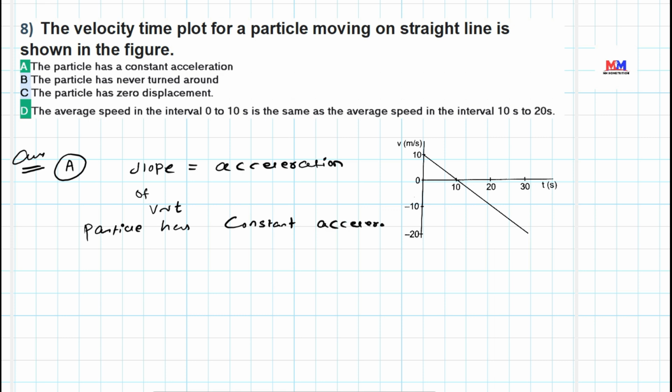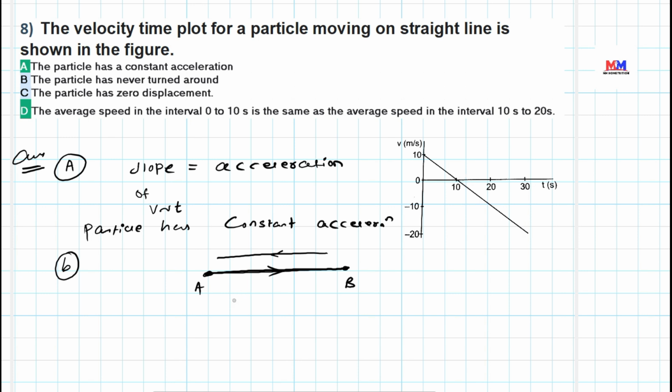Option B, the particle has never turned around. Here the velocity becomes 0, then the velocity is decreasing. Suppose a particle starts from position A and ends at position B. Then the particle starts from position B to reach position A. So in this case the velocity is 0, then the velocity is negative.